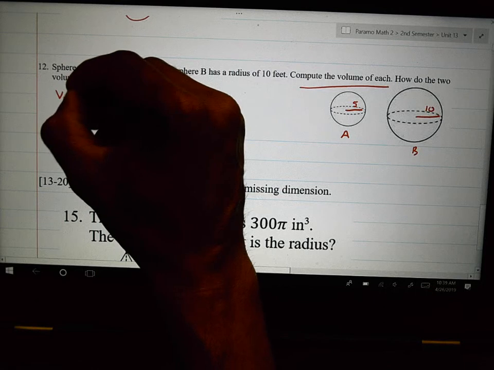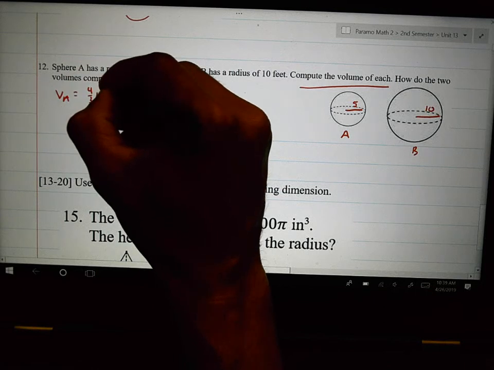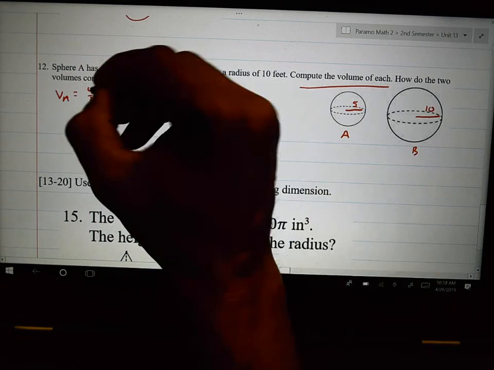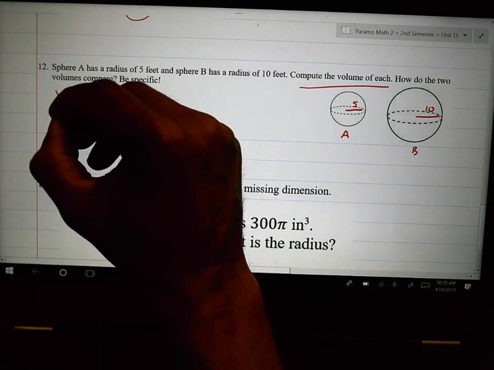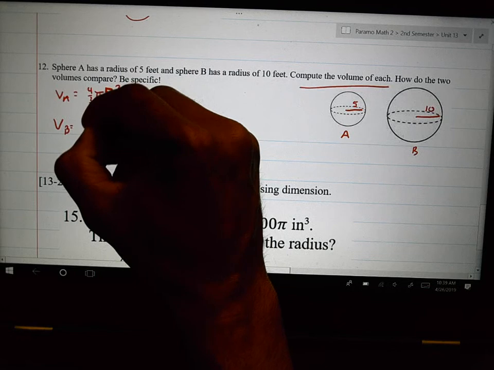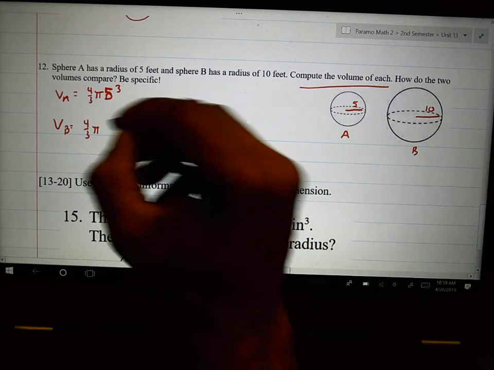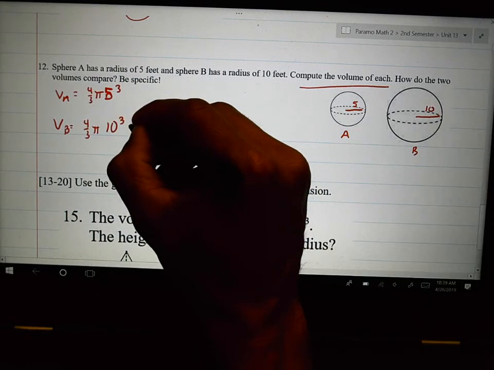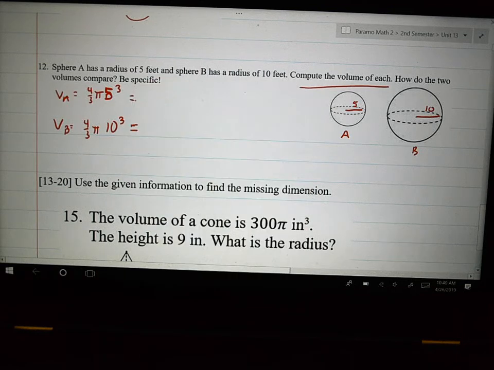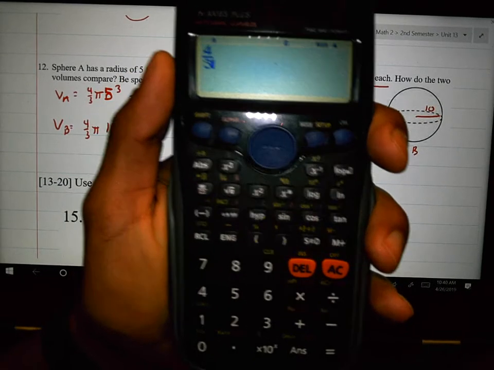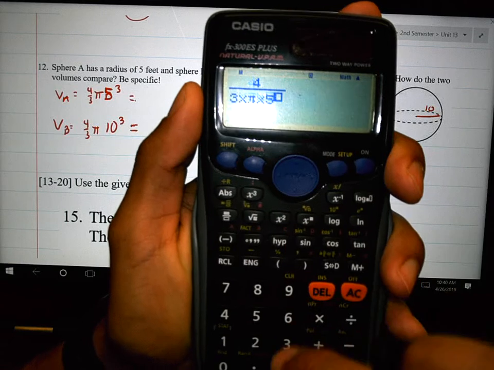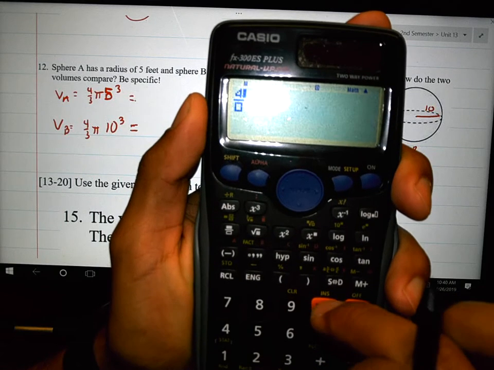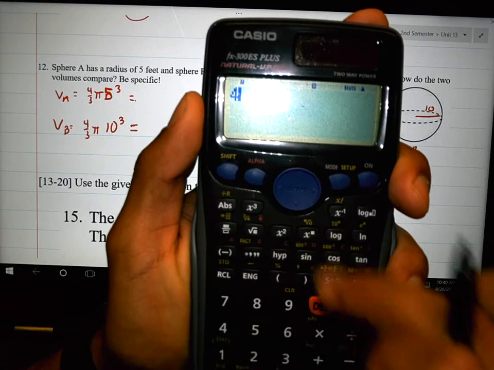Volume of A, 4/3 pi. Instead of r, I'm going to plug in 5 cubed. Volume of B, 4/3 pi. Instead of r, I'm going to put in 10 cubed. I'm going to see what that's equal to. 4/3 times pi times 5 to the third. Oops, that's not what it's supposed to be like.